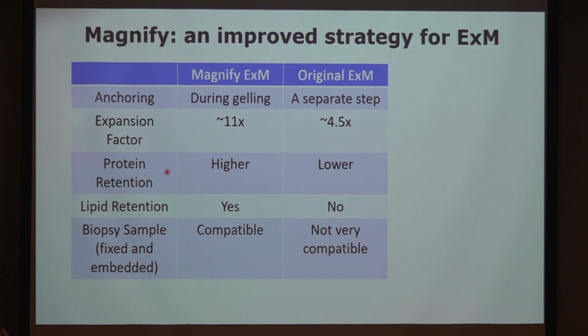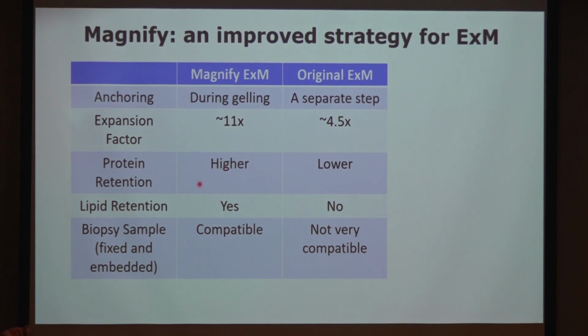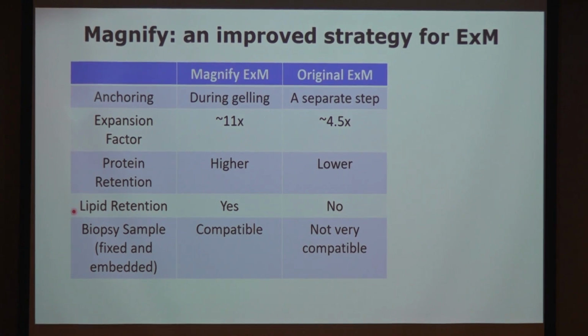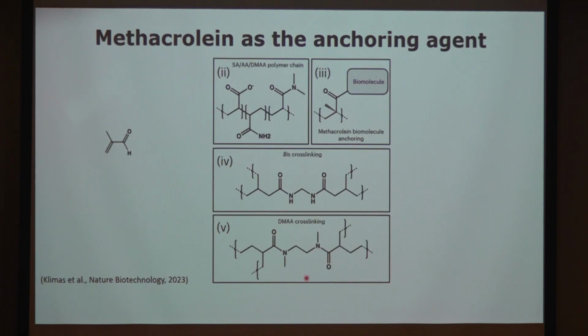Protein retention means how many proteins can be anchored successfully and expanded, right? Magnify also gives you higher protein retention. In some difficult samples, it could give you more than 300% of what was retained previously. Moreover, Magnify allows us to visualize lipids, which was not achievable with the original expansion microscopy. And Magnify is also compatible with biopsy samples that are rigid, fixed, and embedded, which was not usually done very well in the original expansion microscopy.